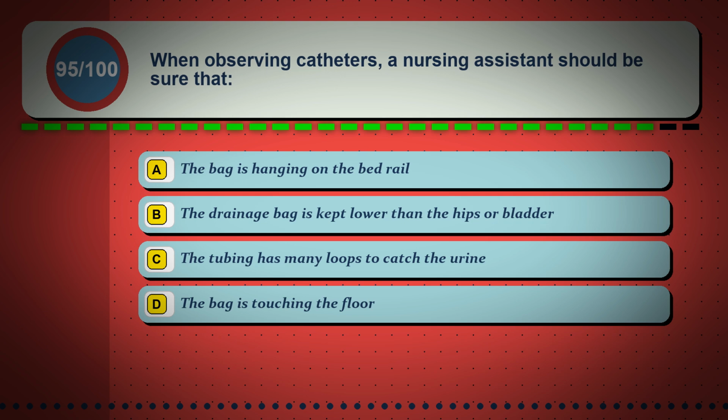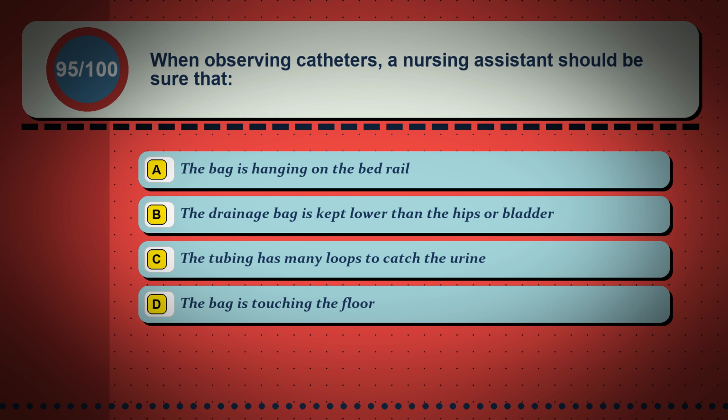Question 95. When observing catheters, a nursing assistant should be sure that Option A. The bag is hanging on the bed rail. Option B. The drainage bag is kept lower than the hips or bladder. Option C. The tubing has many loops to catch the urine. Option D. The bag is touching the floor.